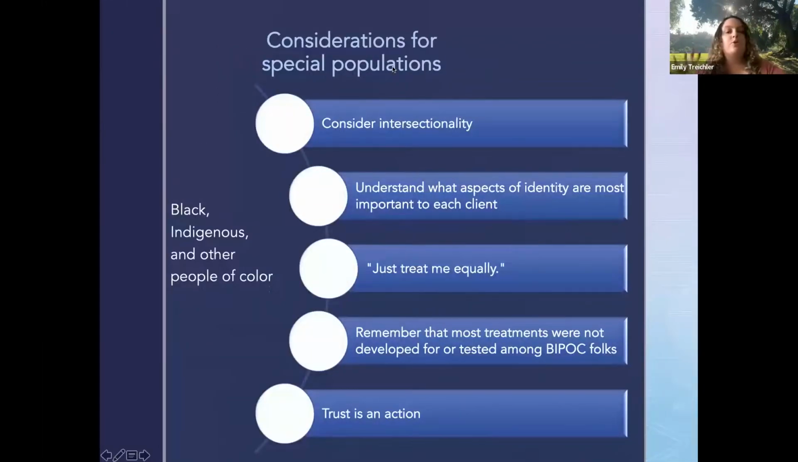Okay, so those are the strategies that I wanted to introduce to you guys today. The next thing I'm going to do is talk about some considerations for special populations. And the first population I'm going to talk about are Black, Indigenous, and other people of color. I do want to note that although most of our work so far has focused on Black, Indigenous, and other people of color, I imagine that some of these considerations would apply to other minoritized populations.